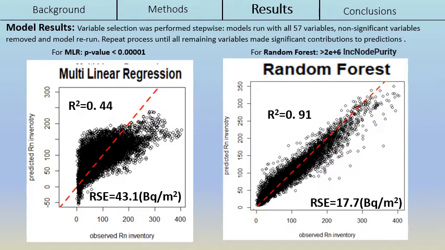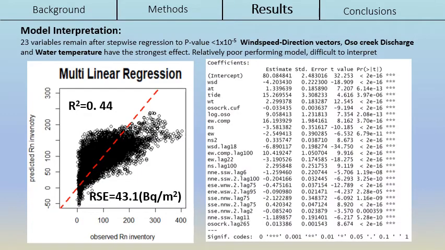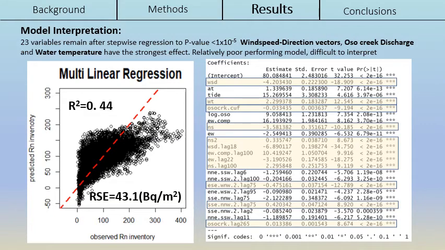The random forest clearly outperforms the multilinear regression, likely due to the fact that many of the relationships in this system are nonlinear, and random forest regression is well suited to account for nonlinearity. So before throwing out the multilinear regression model, we'll look first at the summary table. This shows the coefficients of every variable in this linear model to explain radon as a function of all of these 23 variables that remained highly significant. By highlighting just the ones with almost a zero p-value, extremely significant variables, we can see that wind speed direction vectors kind of dominate the scene, and Oso Creek discharge and water temperature also have a strong effect.